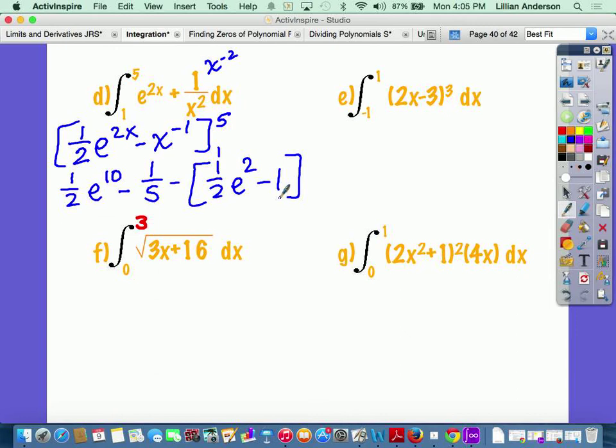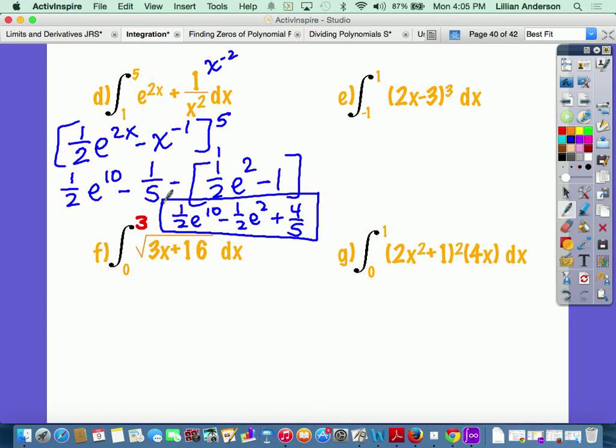Now combining some like terms and such, I'll have 1/2 e to the 10th minus 1/2 e squared. Then 2 negatives make a positive, and then I'll end up with a positive 5/4. That would be my area underneath the curve. Every single one of these we're going to do without our calculator.